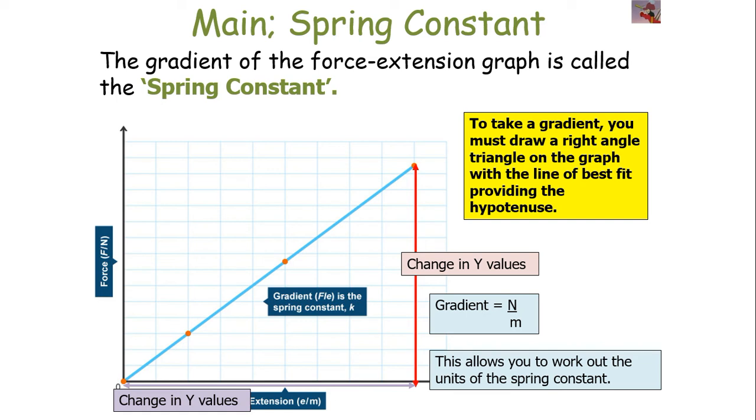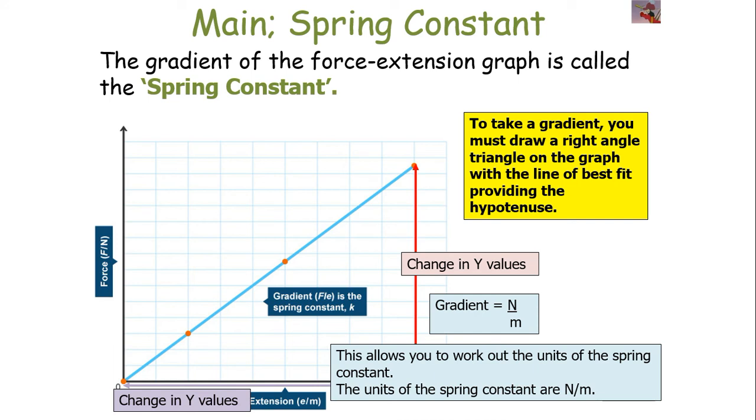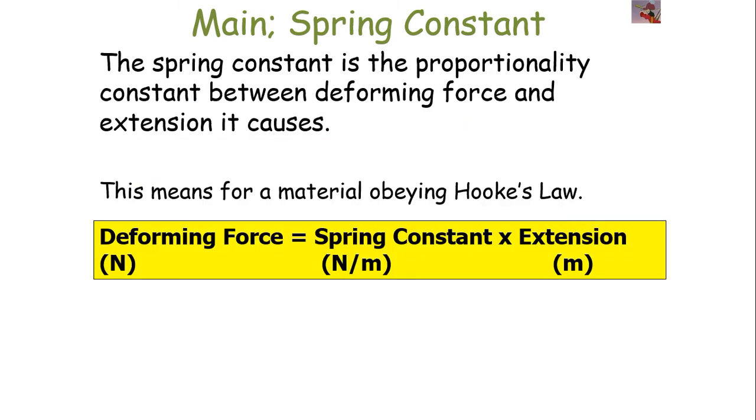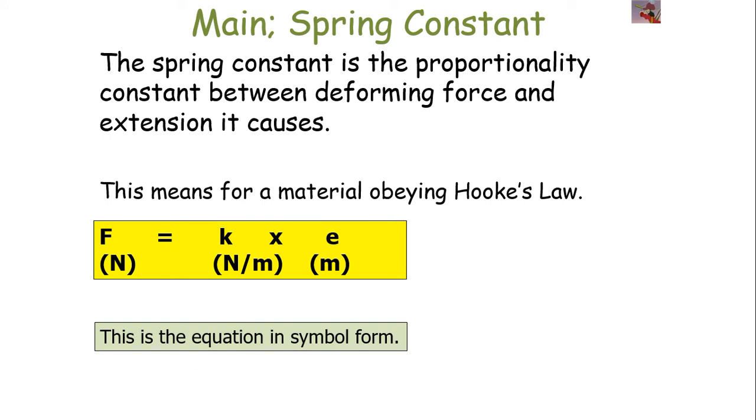And this allows us to work out the units of the spring constant because we're doing force divided by extension, so it's newtons over meters. So the unit of the spring constant is newtons per meter. So the spring constant is the proportionality constant between the deforming force and the extension that force causes. So this means for a material obeying Hooke's law, the deforming force in newtons is equal to the spring constant in newtons per meter times extension in meters, or in simple form, F equals kx.